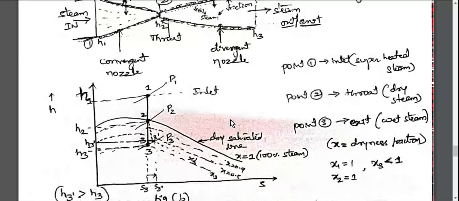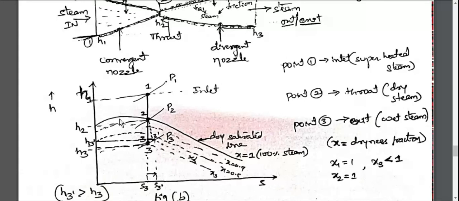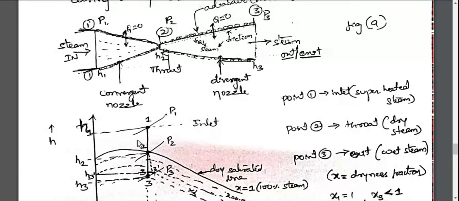That is the reason point number 2 is located on the dry saturated line. In the HS diagram, this thick line indicates the dry saturated line. Any point on this line has a steam quality of 100%, that is dry. Any point above this curve is in the superheated region. That is, point number 1 is superheated at pressure P1. Here we have the same thing represented in the HS diagram. Due to expansion in the convergent nozzle, the superheated steam becomes dry steam. The same point is represented here.